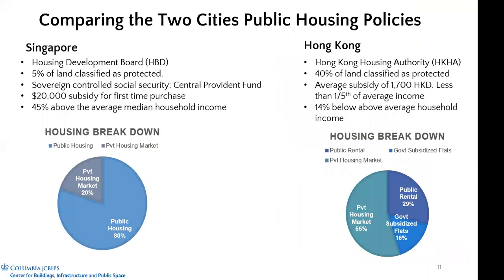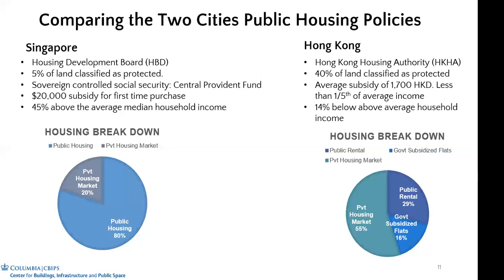Next slide, please. So in Singapore, they have a Housing Development Board that handles their housing issues, and 5% of land is classified as protected. They have a sovereign-controlled social security, and that's called the Central Provident Fund. And Singaporeans are given a $20,000 subsidy for their first-time home purchase. Compare that with Hong Kong, where 40% of land is classified as protected, and the average subsidy is only 1,700 Hong Kong dollars, which is less than 1/5 of the average income, so very low subsidy.